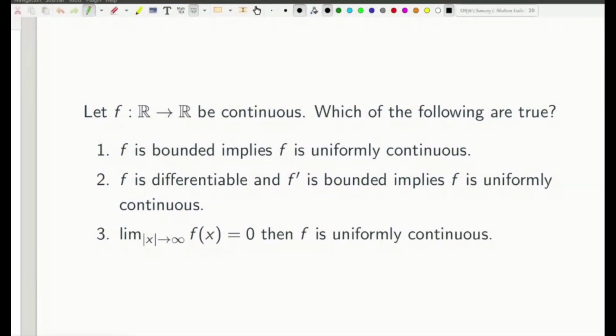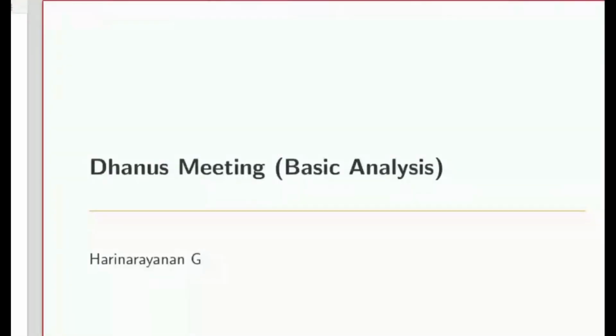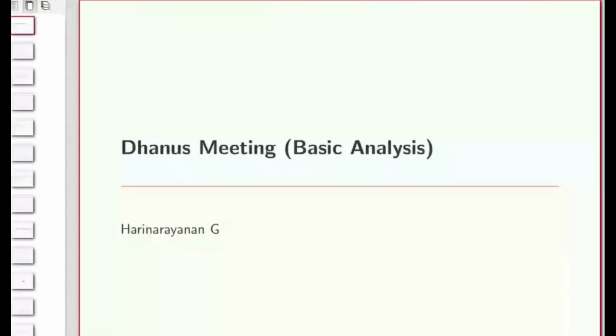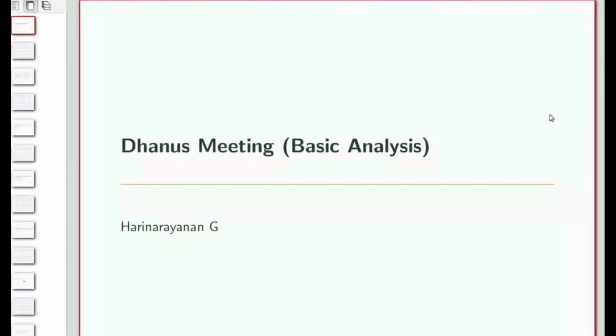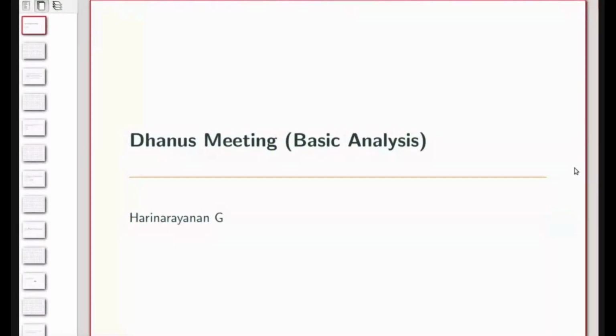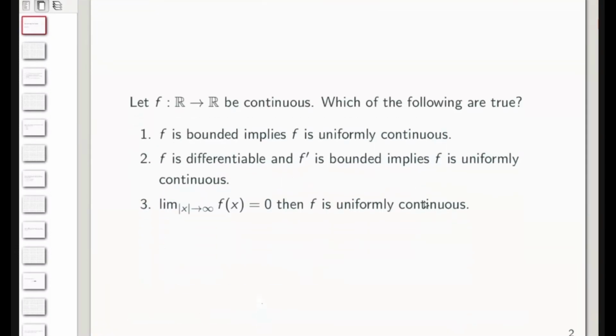Okay, let's start with the first one. Let's say f is bounded implies f is uniformly continuous. Is this true? Answer in chat, or you can unmute. Okay, so it is a false statement. Why is it false? Do you have a counterexample?